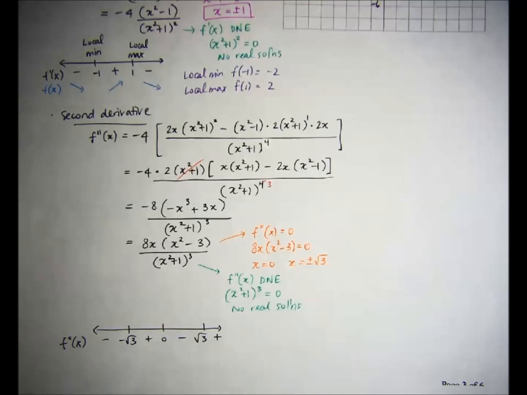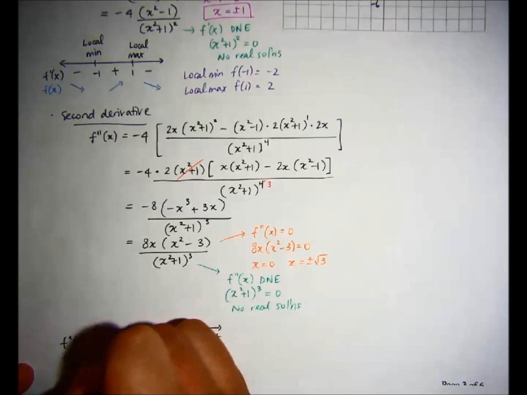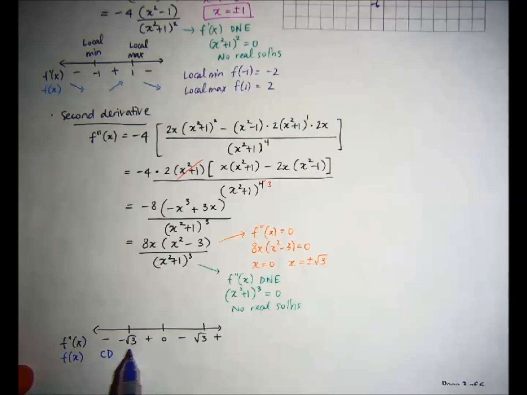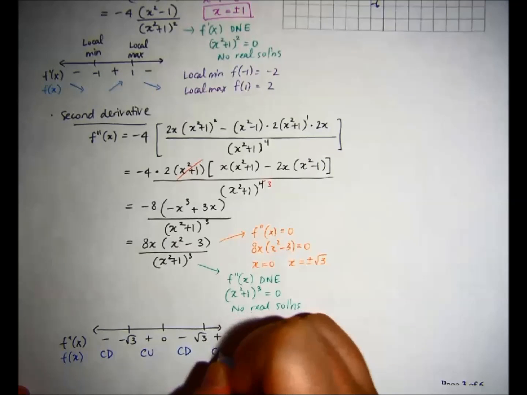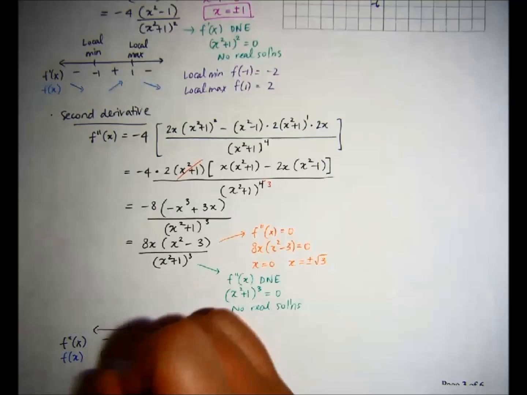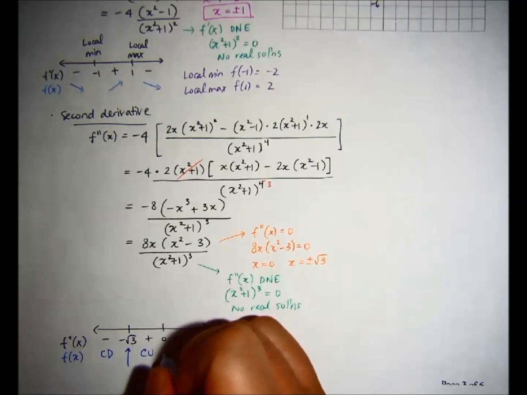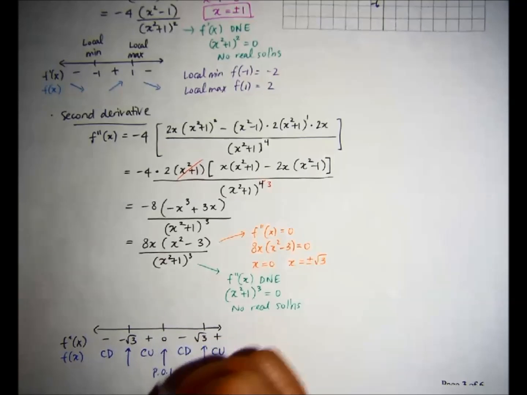So because of that, we can conclude that the original f of x function should be concave down when x is less than negative root 3, concave up from negative root 3 to 0, concave down from 0 to root 3, and then concave up when x is greater than root 3. And furthermore, because of the sign changes going on here, we can conclude that we actually have 3 points of inflection. Okay? So one of these points is going to be at 0, 0.